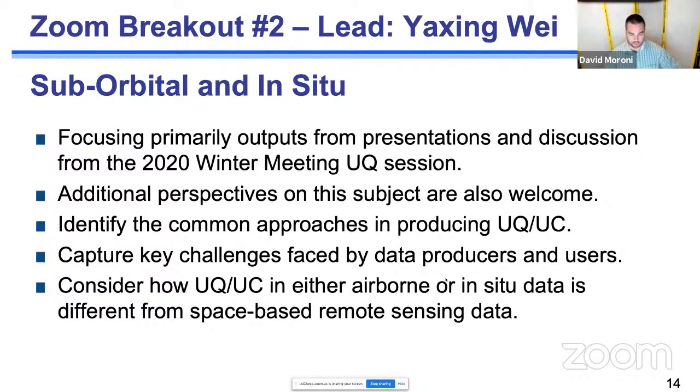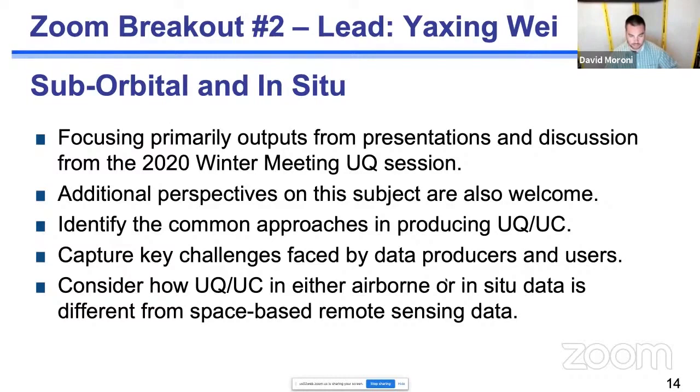We do want to try to likewise identify common approaches in producing UQ-UC. So we want to try to converge on some commonalities. And also we want to look at key challenges that are being faced both on the producer side of the data as well as on the user side. And we want to think about how there's a lot of people out there that seem to think that there's a significant distinction between methodologies and techniques with regard to estimating UQ and UC that are different in airborne and in situ versus space-based remote sensing.